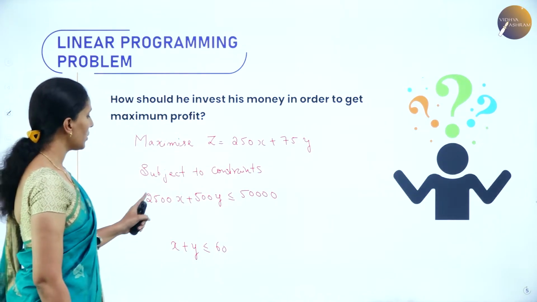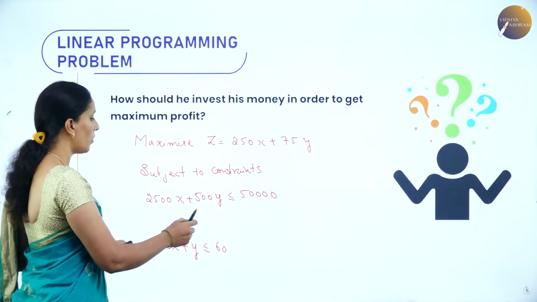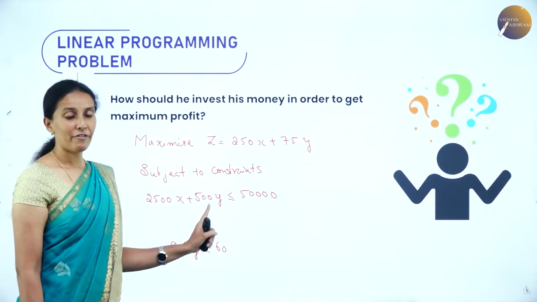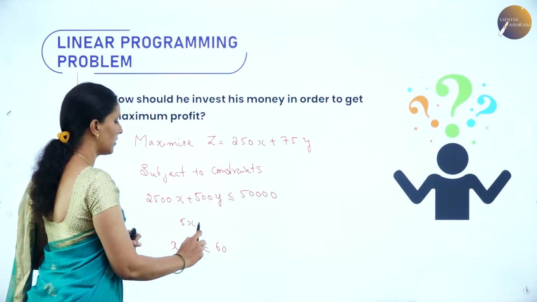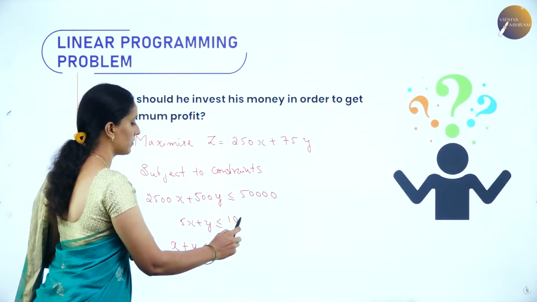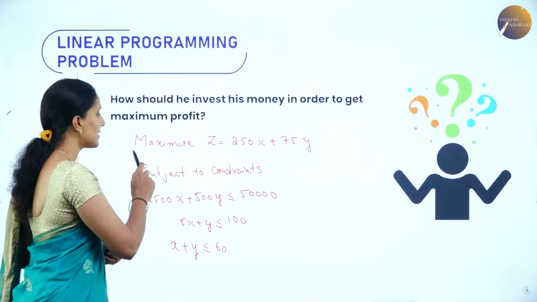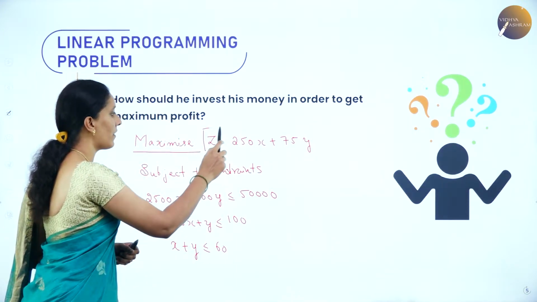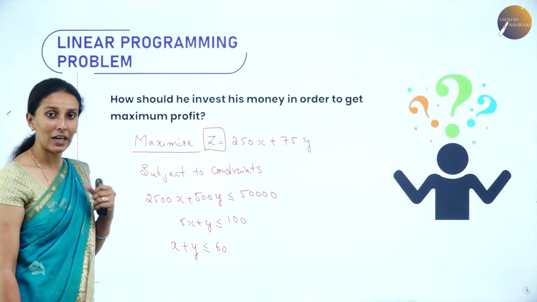Now you can see the first equation, we can also reduce it. If I divide both sides by 500, you will get 5x plus y less than or equal to 100. So these are the linear equations you get. Now, as I said, we are going to find the maximum value of z. How are we going to get it? With the help of the graphical method.